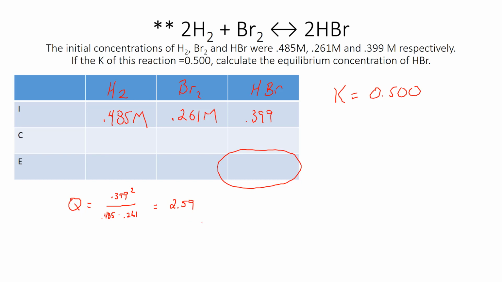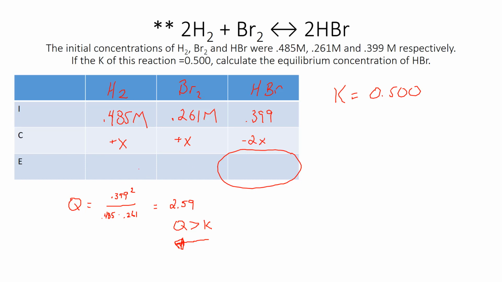Okay. Now what we want to do is compare our Q to our KEQ. It looks to me like our Q is 2.59 and our K is 0.500. That means that Q is going to be greater than K. That means that this reaction has too many products to start with, and it's got products that it doesn't want. It's going to wind up shifting this reaction to the left. So what that means is that as I proceed to solve this problem, I now know that I'm going to be adding reactants, and I'll be subtracting products.